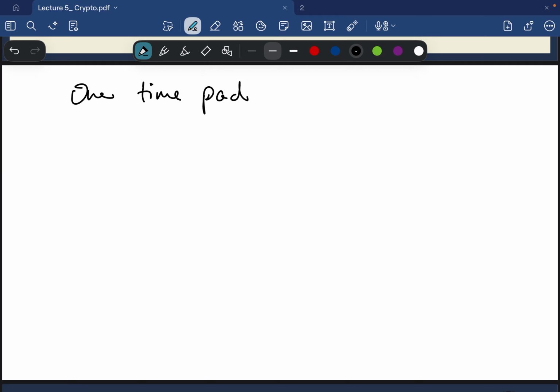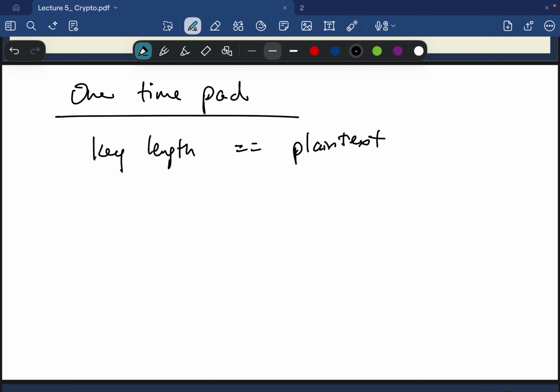So if I wanted to encrypt, say, a 1 terabyte document, then I will need to produce 1 terabyte worth of completely random zeros and ones. And this is going to be a very commonly occurring theme in cryptography, which is randomness. Your keys have to be generated in a completely random manner. So for a one-time pad, the key length, the pad itself, has to be equal in length to the plaintext length. That's the first requirement. The key has to be completely random.